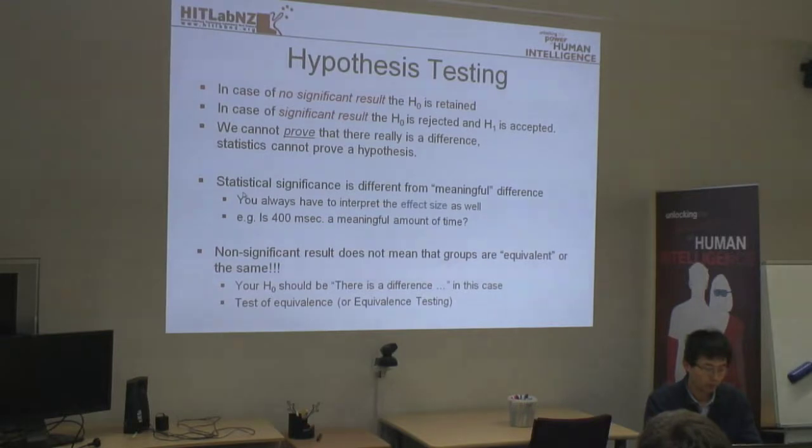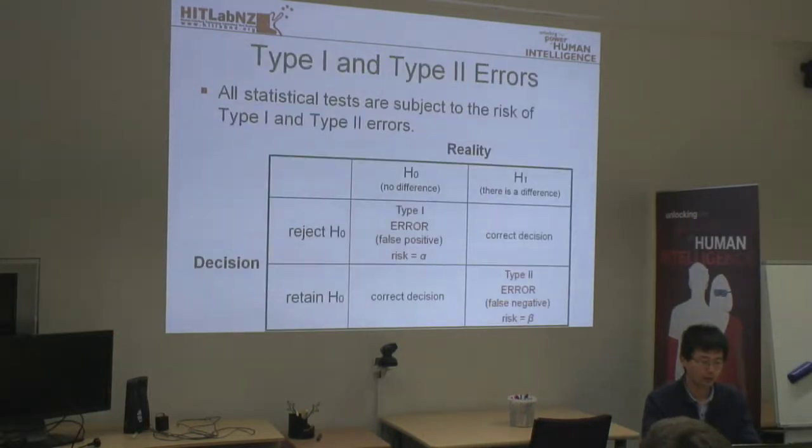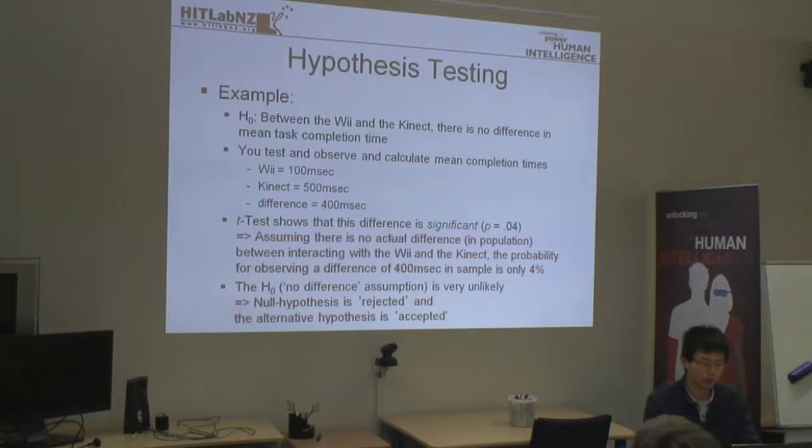So one catchy thing you might have to consider is that statistical significance is different from meaningful difference. Statistical significance is always about the chance of making an error. Even if you found that the error chance is very low, like in this case, we observed a significant difference of about 400 milliseconds.